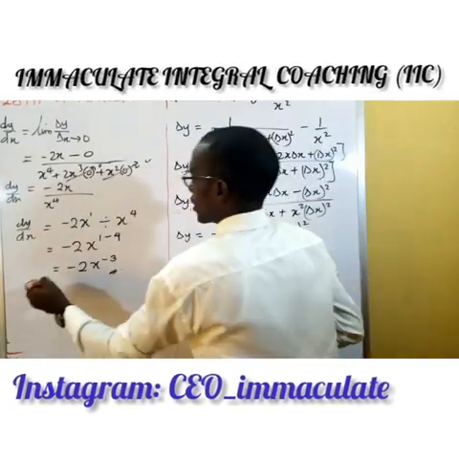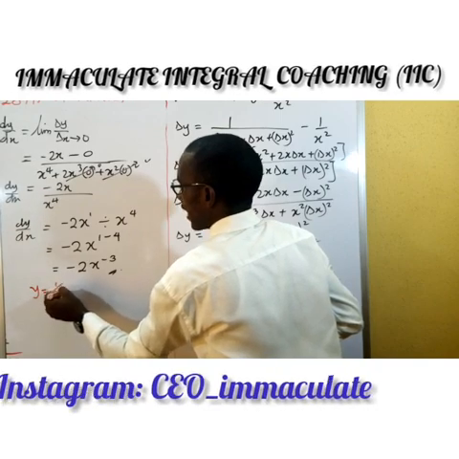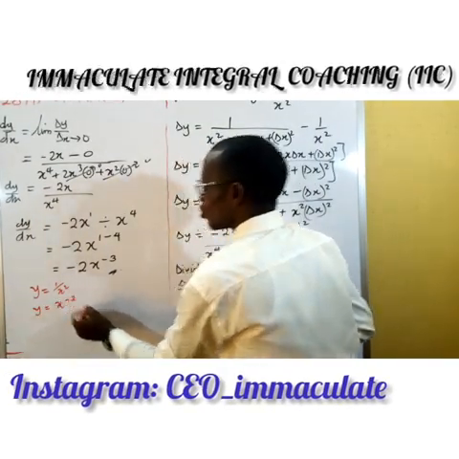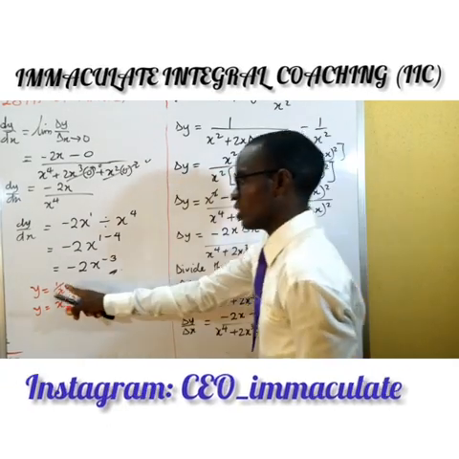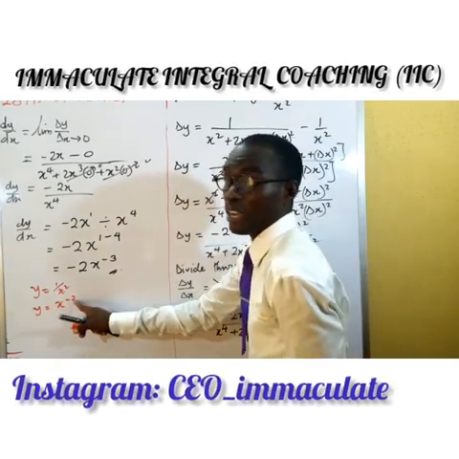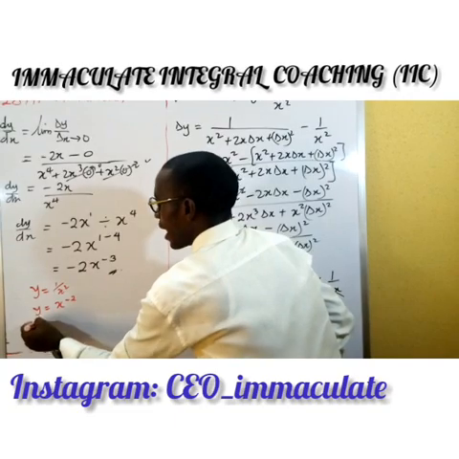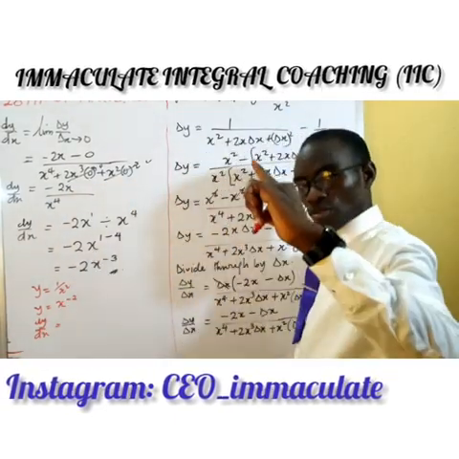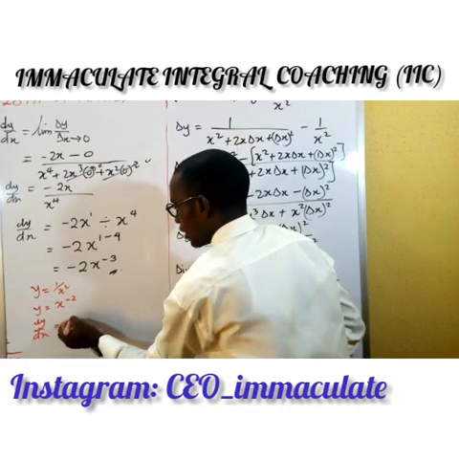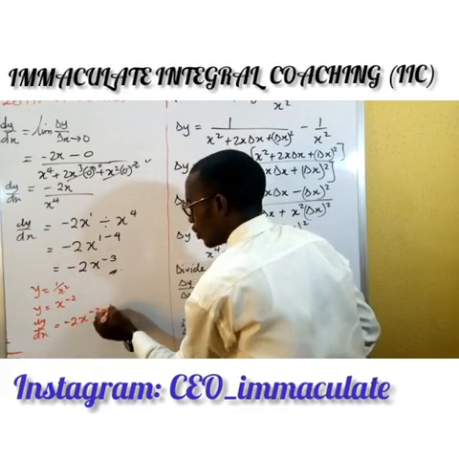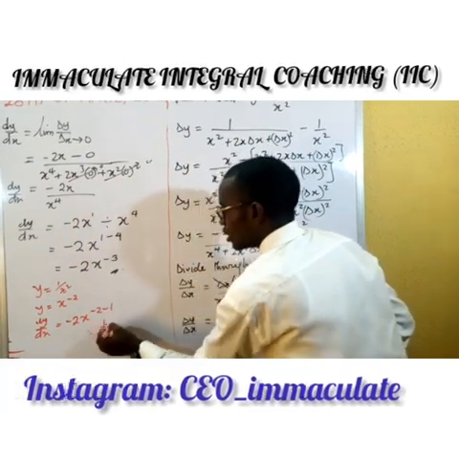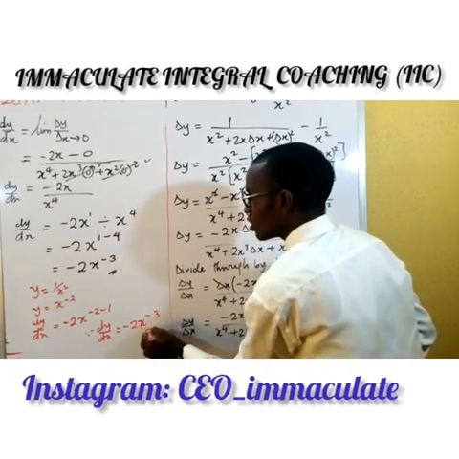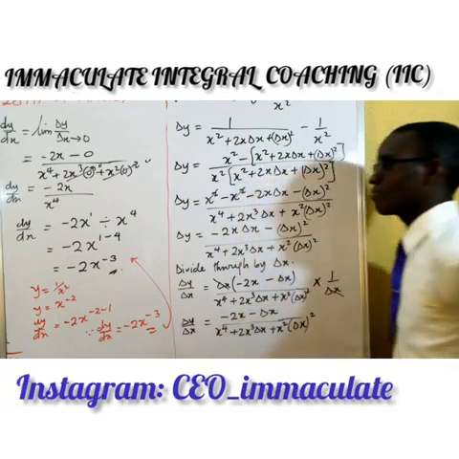Using the general rule, that is y equals 1 over x squared. y equals x to the power minus 2. Okay, so this 1 over will change to minus. So dy/dx equals, using the first rule, we move the power to the front, now minus 2 x to the power minus 2 minus 1. Therefore, dy/dx equals minus 2 x to the power minus 3. It's the same thing as this.